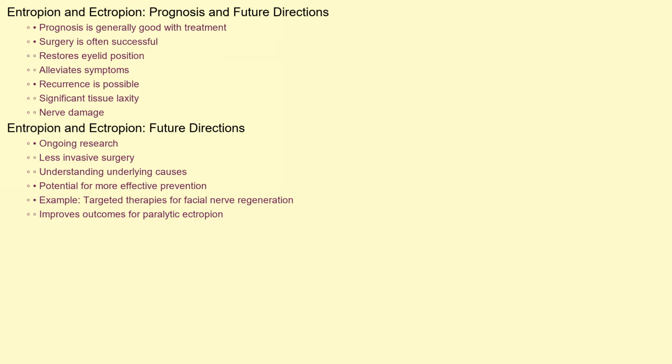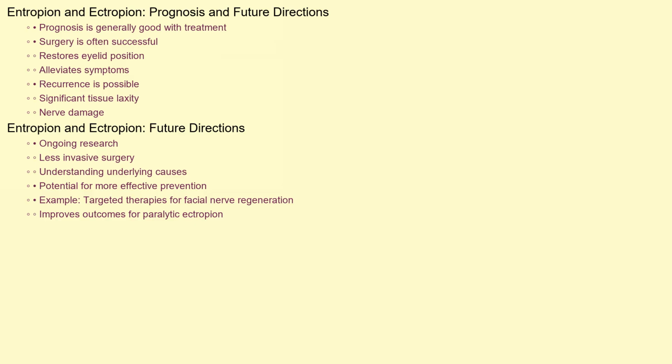The prognosis for entropion and ectropion is generally good with appropriate treatment. Surgery is often successful in restoring the normal eyelid position and alleviating symptoms. However, recurrence is possible, particularly in cases of significant tissue laxity or nerve damage.